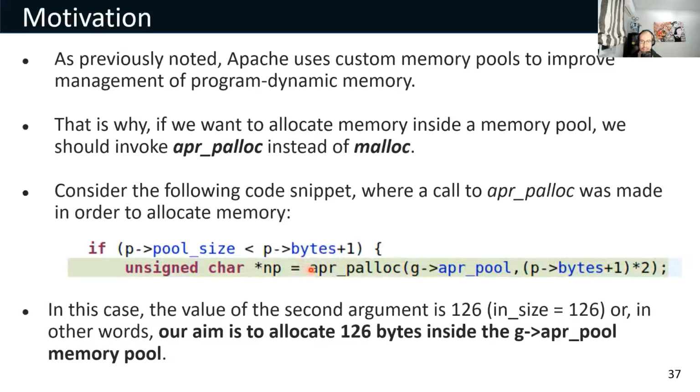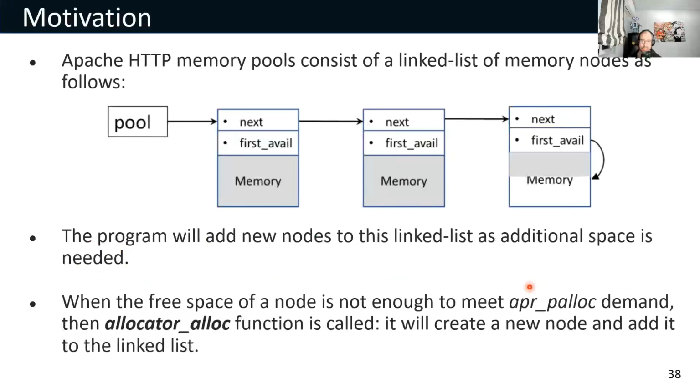So consider the following code snippet, where the program calls apr_palloc. In this case, we want to allocate 126 bytes inside the pool defined in the first argument. So the first argument is the pool where we want to allocate the memory, and the second argument sets the number of bytes that we want to allocate inside the pool.